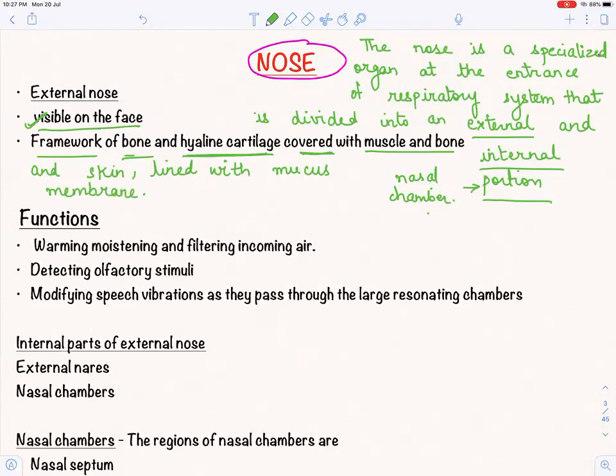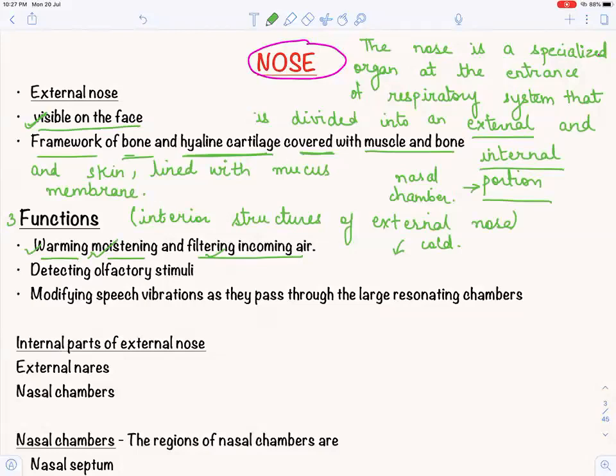So what are the functions of the external nose? It has three functions, right? First is the warming, moistening, and filtering of incoming air when we are breathing. If the air is very cold or the temperature is different, what happens? It warms the air, it moistens the air, and it filters the air.